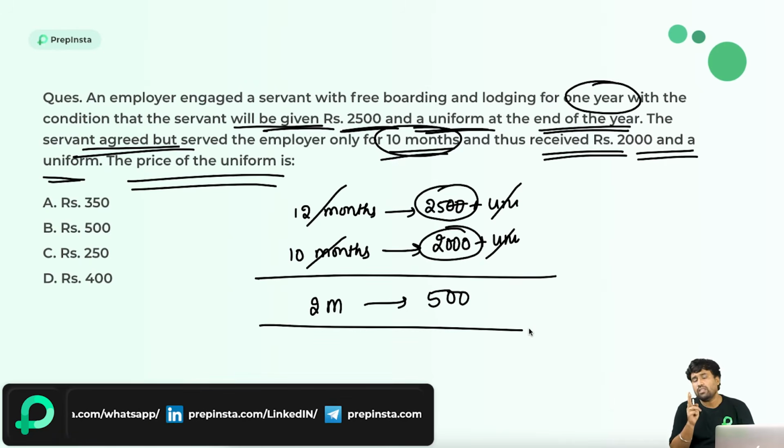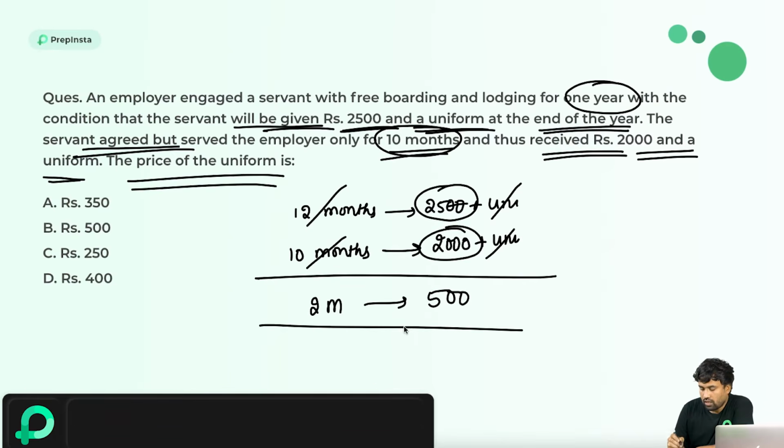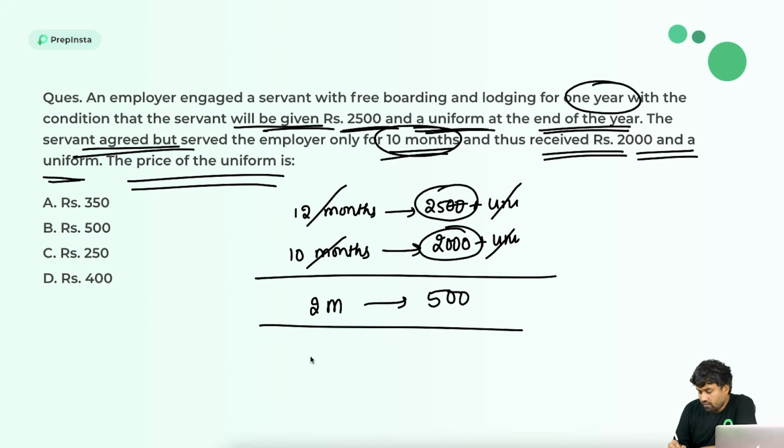So for every 2 months, he's spending 500 rupees on the servant, right? So just look into the next one. For 2 months it is 500, means for 10 months how much? For 10 months it is 5 times, right? So 5 times 500 is nothing but 2,500.